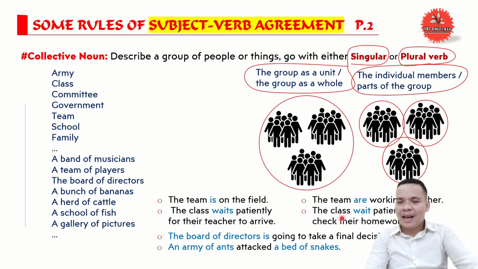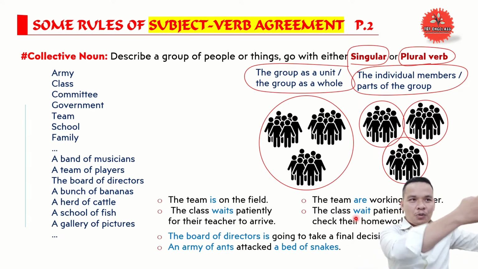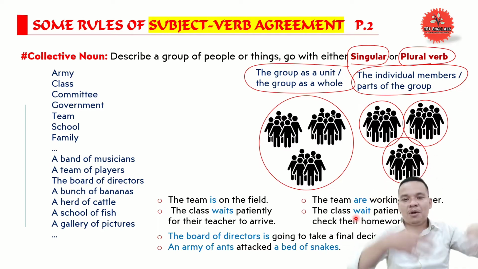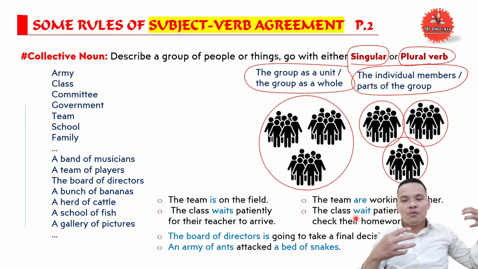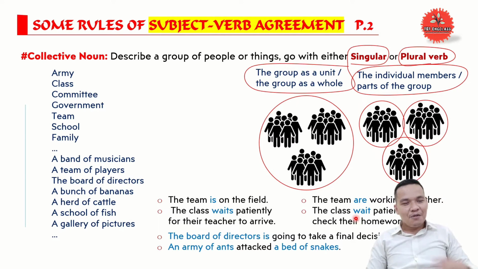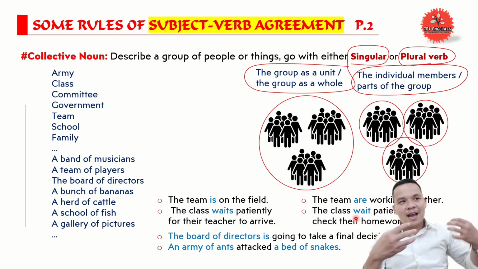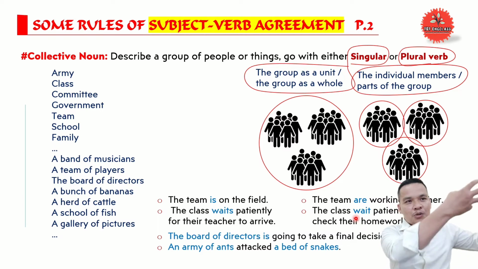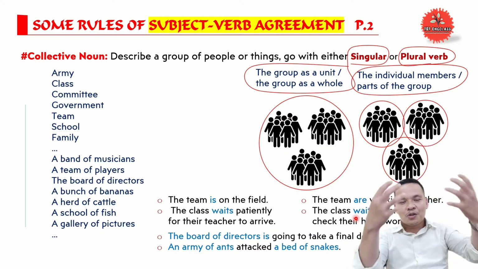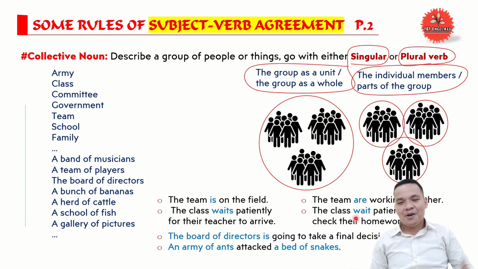You look at this one, the class wait, no s, right? Not singular. The class wait patiently to check their homework. So I can say the class, everyone in the class, one group, two group, each group of students in the class, they are waiting patiently to check their homework. I divided my students to work as groups, one group, two group, three group. So those groups are waiting patiently to check their homework.